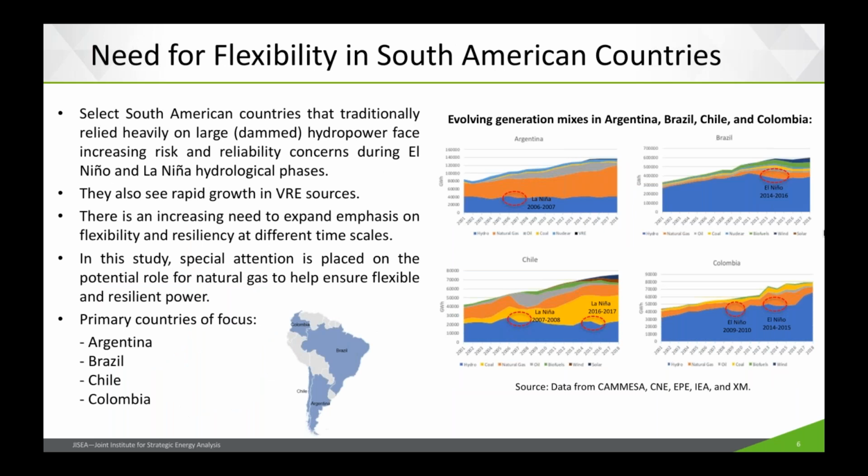As I noted earlier, there's definitely an increased focus on the need for flexibility in certain South American countries. And we have shown here the power generation mix from these 4 countries over time. And what we can see are certain things in each country. I'm going to start by just looking at Chile, which, as you can see, has hydropower, coal, natural gas, oil, and biofuels, wind, and solar listed there.